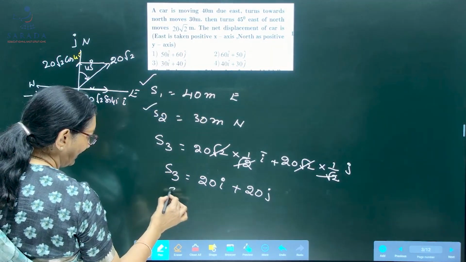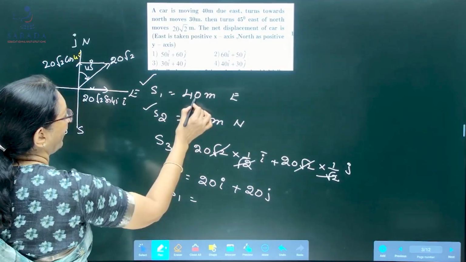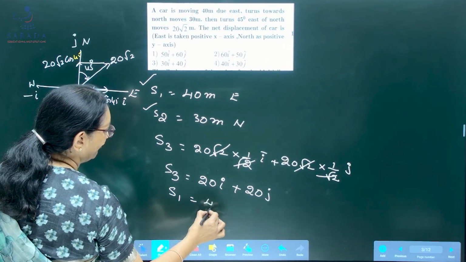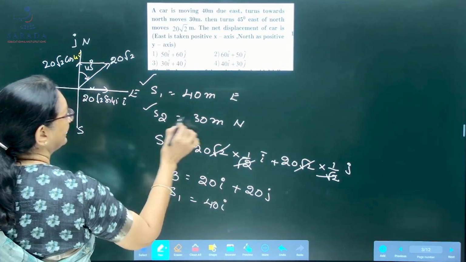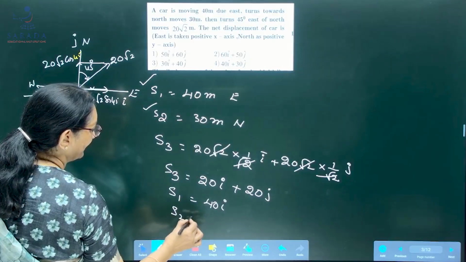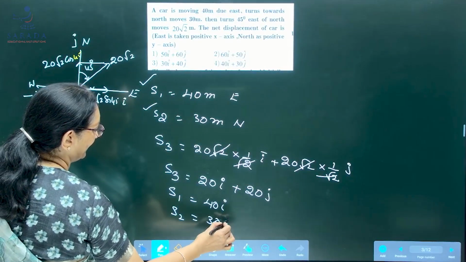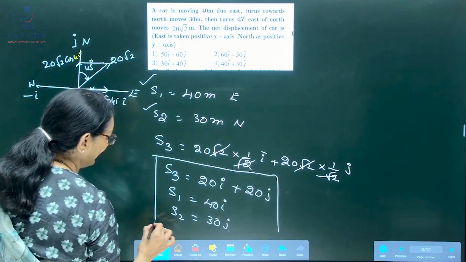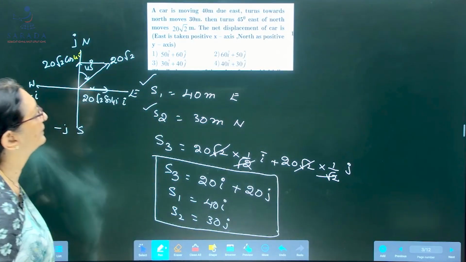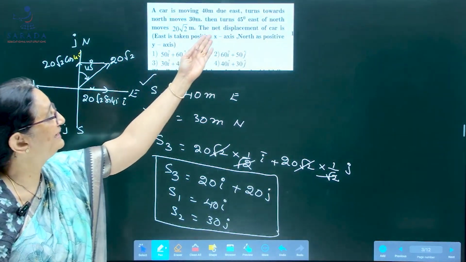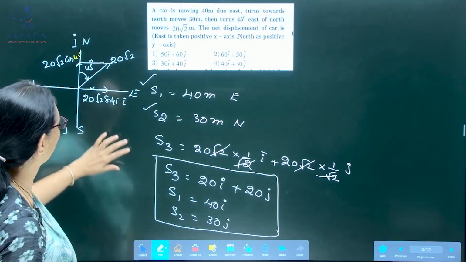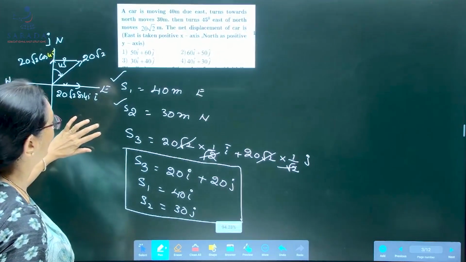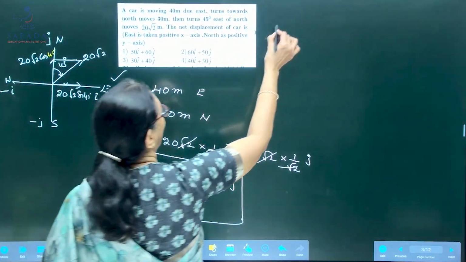So I am rewriting them. 40 meters east, 40i. 30 meters north, 30j. So all the displacements are written in the vector form. You are asked to find the net displacement of the car.